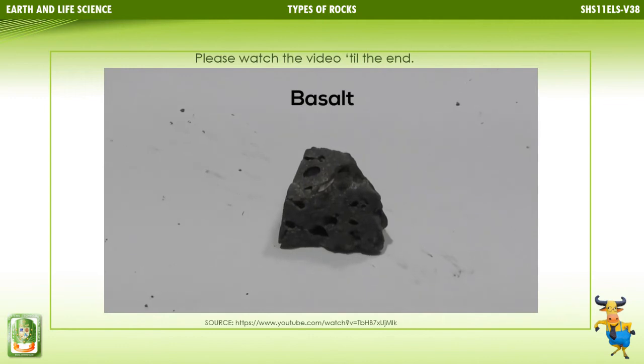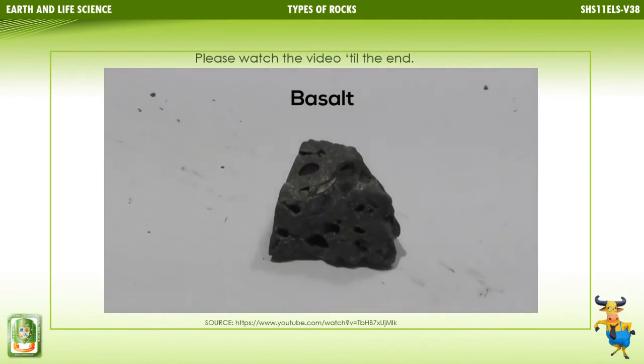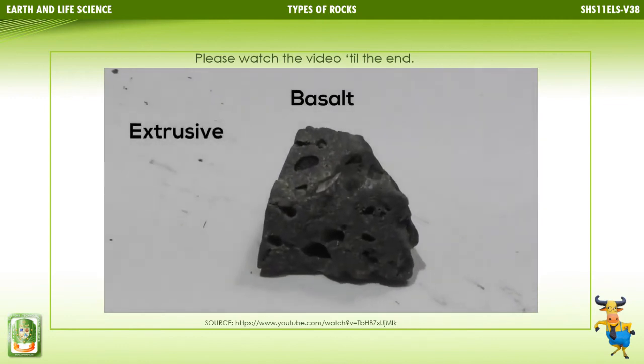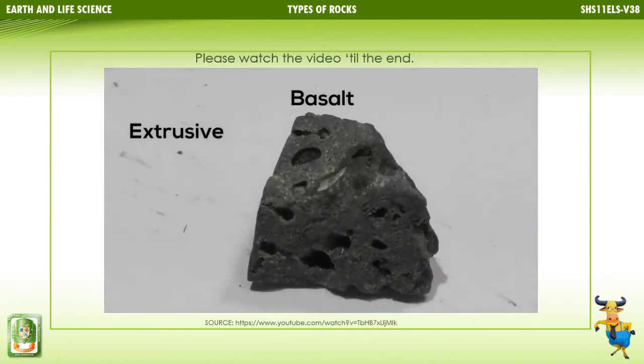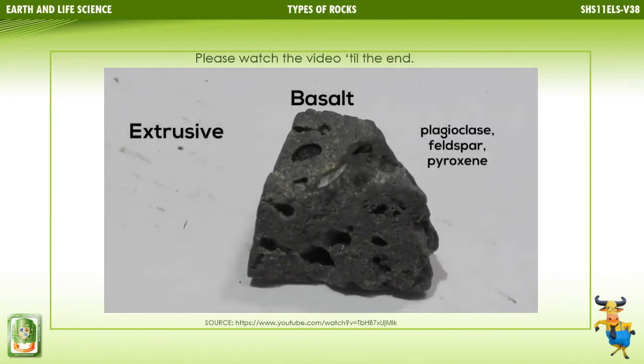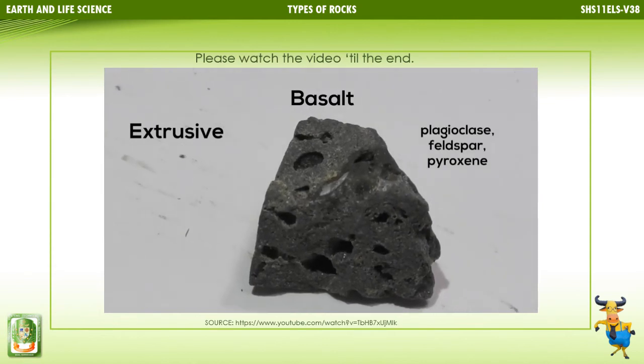Next is basalt. It's an igneous, extrusive rock. It is made up of plagioclase, feldspar, and pyroxene. It is dark and dense and is very fine grained, and it has a hardness between 5 and 6. So there's basalt.